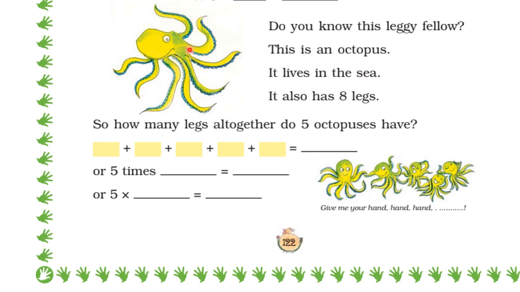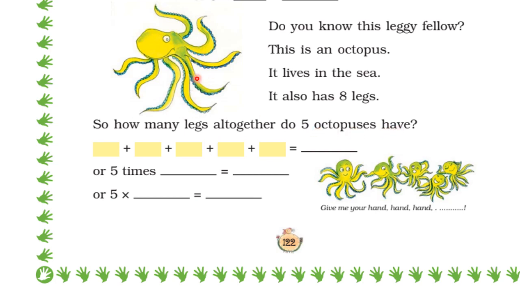This is an octopus. And it is an aquatic animal, isn't it? It is an aquatic animal which lives in water, in a sea, in an ocean. This is an octopus. It lives in the sea. It also has 8 legs. As you can see, 1, 2, 3, 4, 5, 6, 7 and 8. 8 legs are there. So, how many legs altogether do 5 octopuses have?